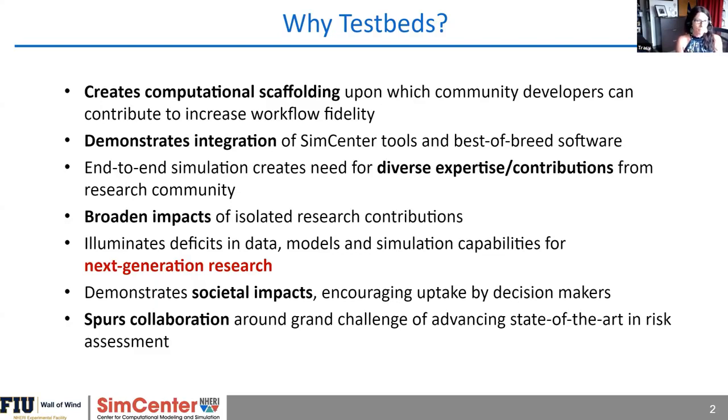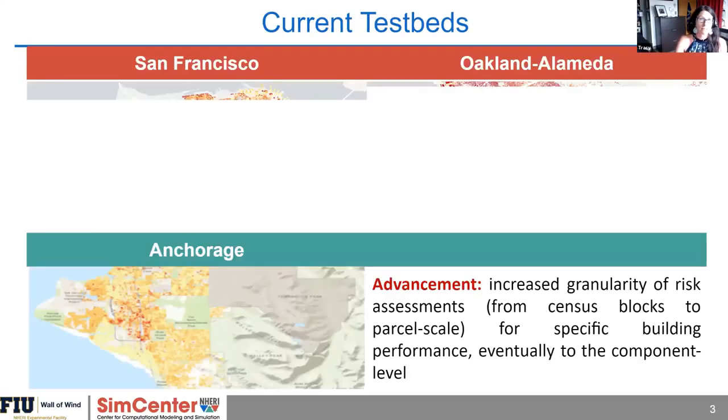And the really exciting part about a test bed is that because it's so tangible, it's real communities under these simulated events, they show real societal impact and they can be used by real decision makers. So you can actually start showing how our research translates to practice and starts to really get collaboration going around this idea of how we can assess the risk of things like hurricanes.